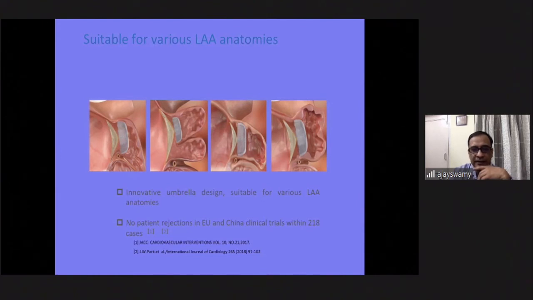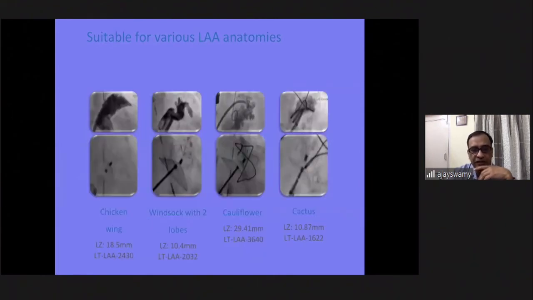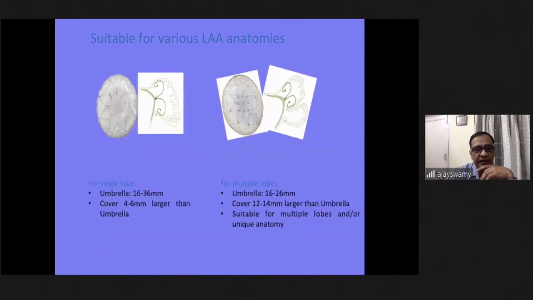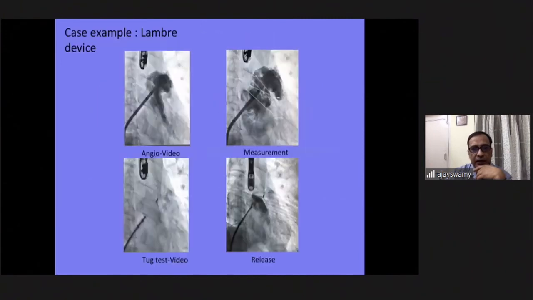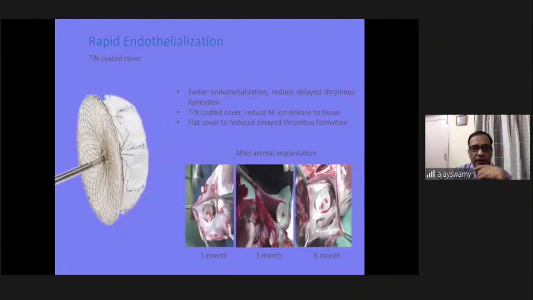And as Professor Carsten has said, it is actually possible to design a particular device for a particular appendage in case required. Patient rejections are minimum. All 4 anatomies which are commonly seen can be used, and special anatomies can be looked at and focused for with the size matrix available as well. The umbrella for a single lobe is 4 to 6 millimeters larger than the umbrella with the cover. That's what we used in our case, and can be 12 to 14 millimeters larger in case it is a multilobular anatomy.